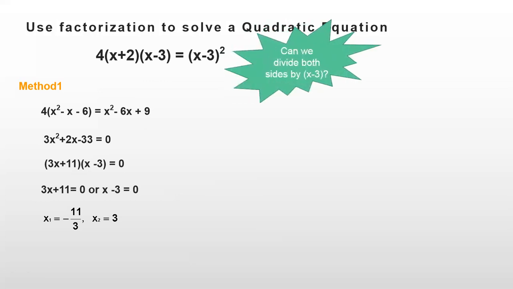However, the astute among you might have realized that it looks like you can divide both sides by x - 3, since both sides have x - 3 as a single multiplied expression. But can we actually do this? Pause the video now if you want to think about this and maybe try it out yourself.